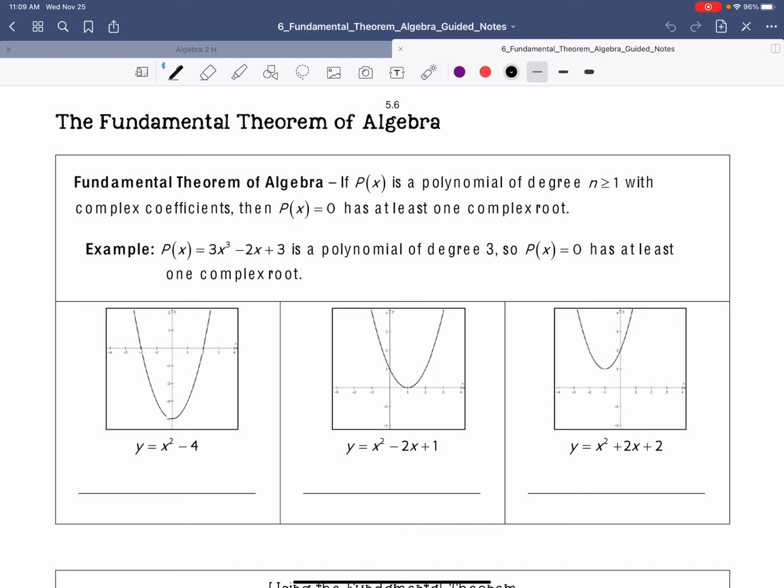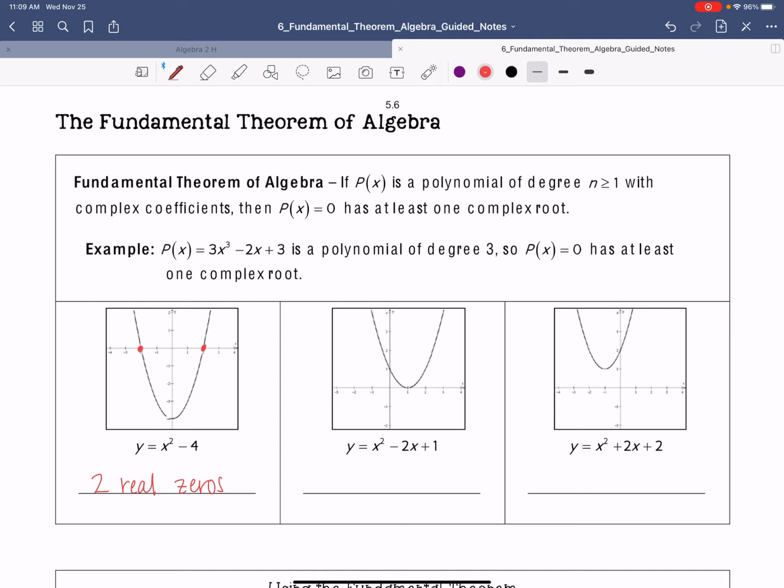So if we look at these three different scenarios here, the first one, x squared minus 4, has 2 zeros because it crosses our x-axis in 2 spots. These are real, so this one has 2 real zeros.